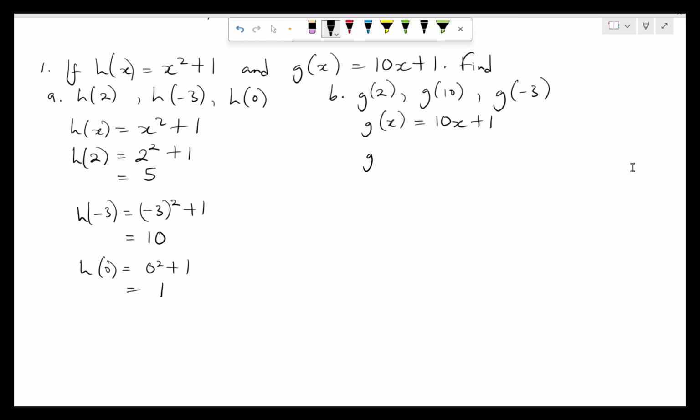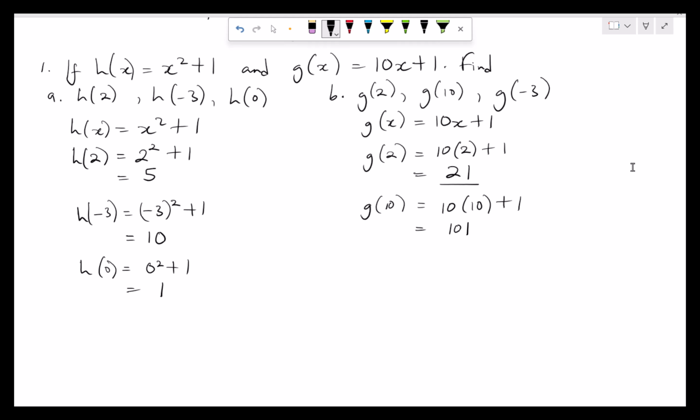Part B, we have g of x is equal to 10x plus 1. The first one is g of 2. So we're replacing x with 2. So that gives us 10 multiplied by 2 plus 1. That's 2 times 10, 20 plus 1. That is 21. Then we have g of 10. That means 10 multiplied by 10 plus 1. That's 10 times 10, 100 plus 1.